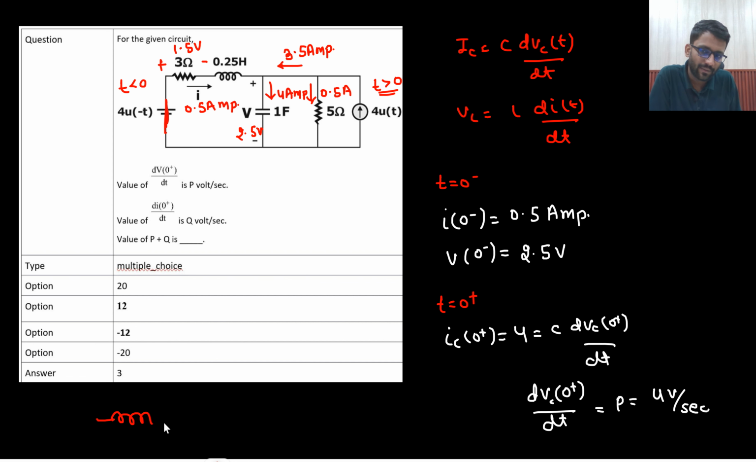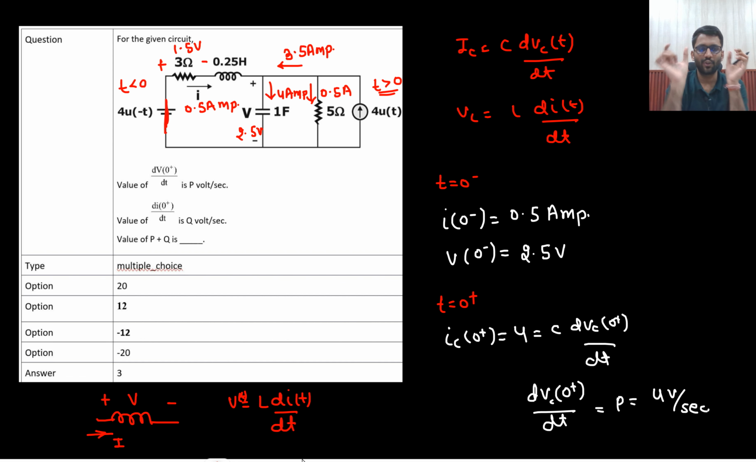Now tell me one thing. This is your inductor, and current is flowing in this direction, because I need to find di by dt. Where will I calculate the voltage drop? So I can write V is equal to L di by dt. Say yes or no, is that correct? If current is flowing in this direction, then the voltage drop will be from plus to minus. V is equal to L di by dt.